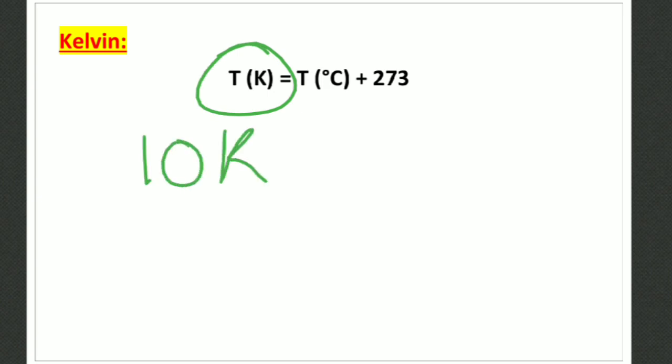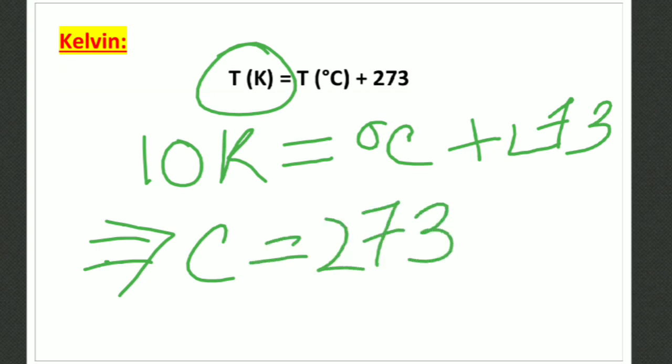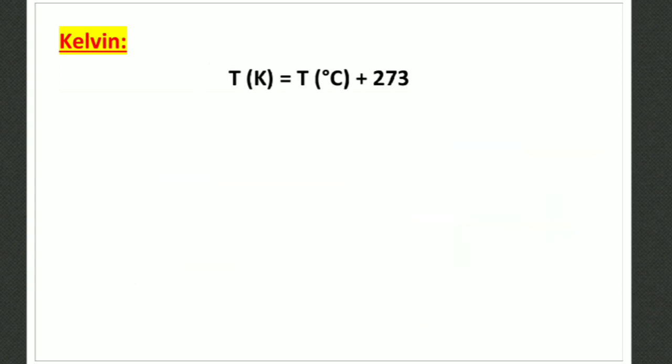And again, if the given value is on the Kelvin scale, so 10 Kelvin, then you have to just put this value here. Celsius equals 10 minus 273, so as a result we will get minus 263 degrees Celsius. So this is a simple formula. Okay, I hope you understand. Thank you.